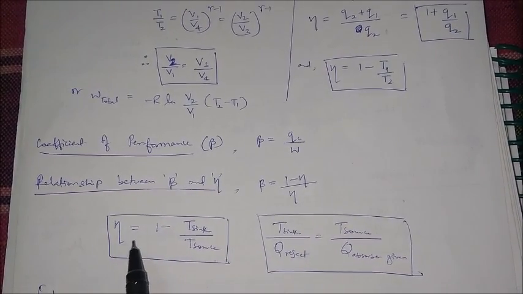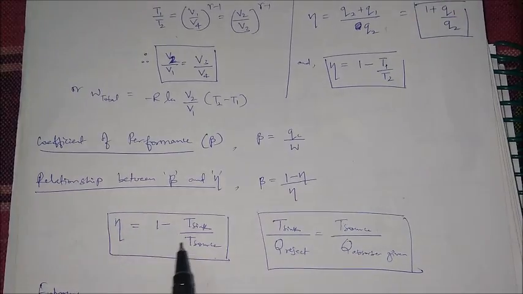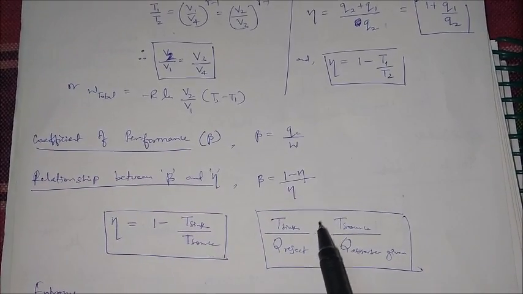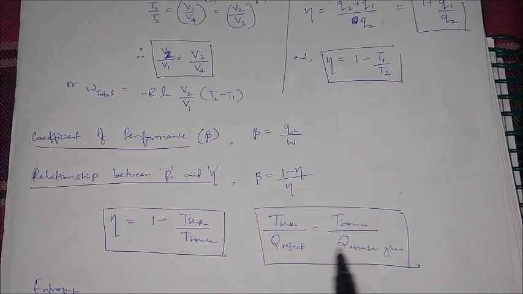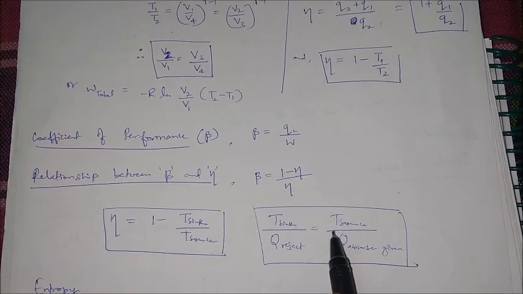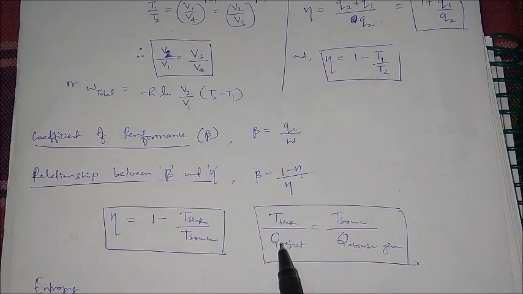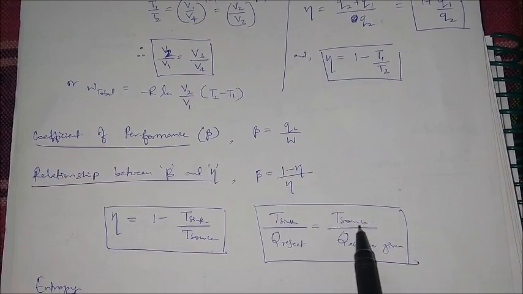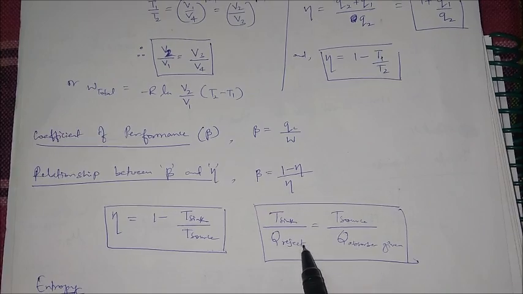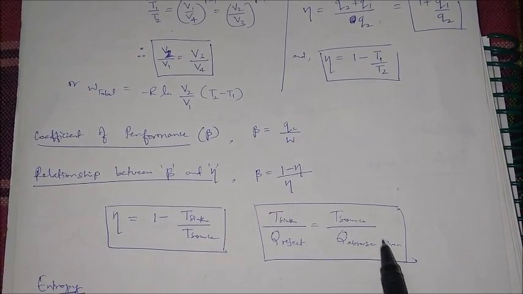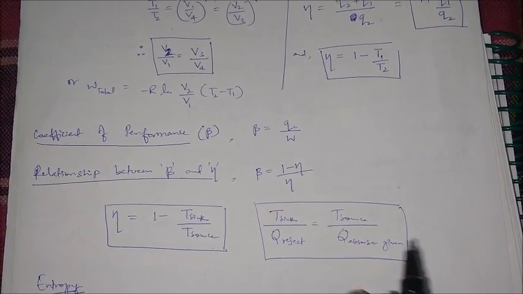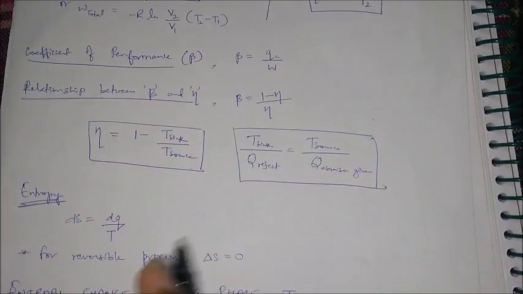Okay, now efficiency, like I have already told you, is 1 minus T sink upon T source, and this is the equation which is mostly used to solve the questions from Carnot cycle, that is T sink upon T source equals Q rejected upon Q absorbed, meaning heat rejected and heat absorbed are given. Okay, next is the entropy.